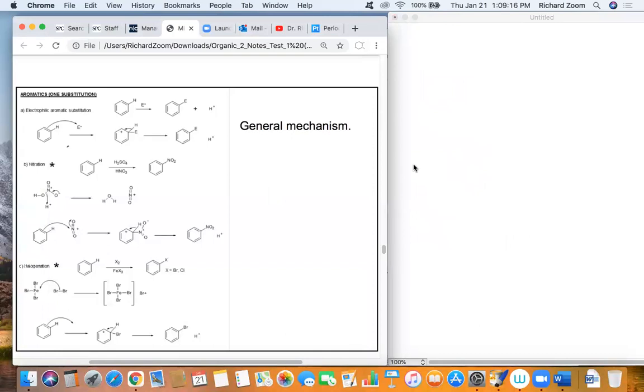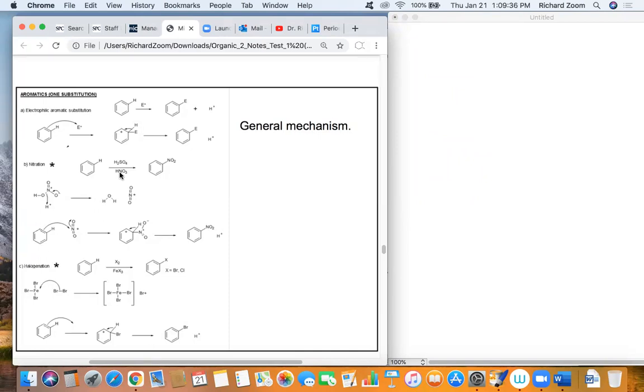And you can see the mechanism for that over here. We're using H2SO4 and HNO3. That's a mixture of sulfuric and nitric acid. This is one of the first, this is actually the first wet lab we do. We do an actual nitration, well, at least we would if we were in the lab, I suppose.